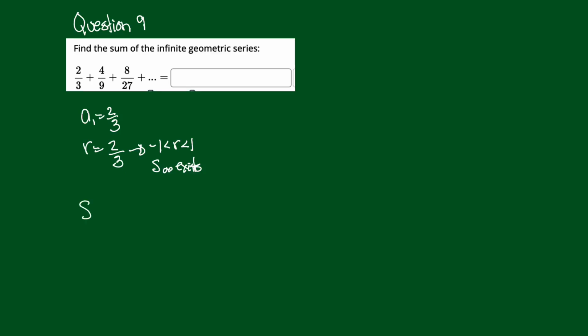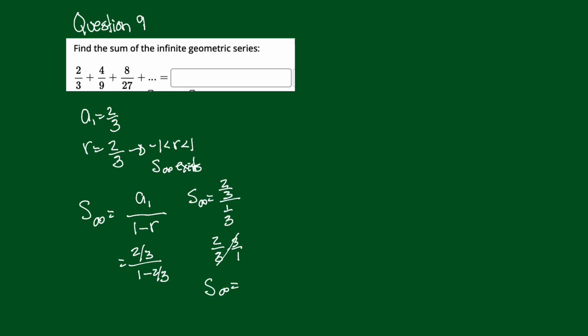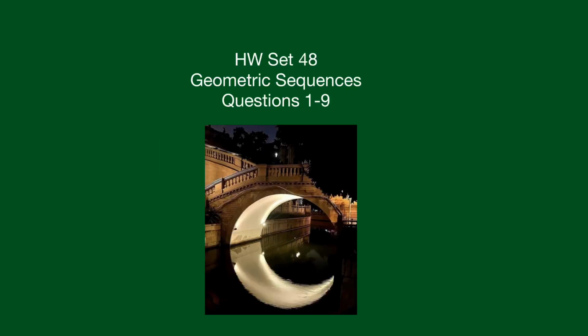Here's our formula. The infinite sum is equal to a1 over 1 minus r. So in our case, a1 is 2/3 divided by 1 minus, now r happens to be 2/3 also. So S sub infinity is going to be 2/3 divided by 1/3. That's 2/3 times 3 over 1. Those will cancel. So you add up all infinitely many terms there, and you end up with 2. There's the first 9 problems in homework 48.